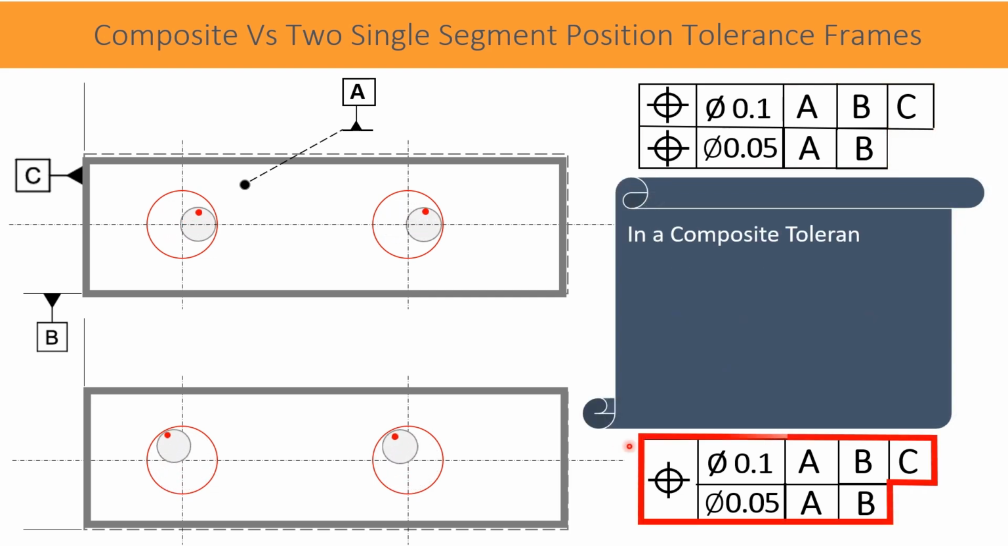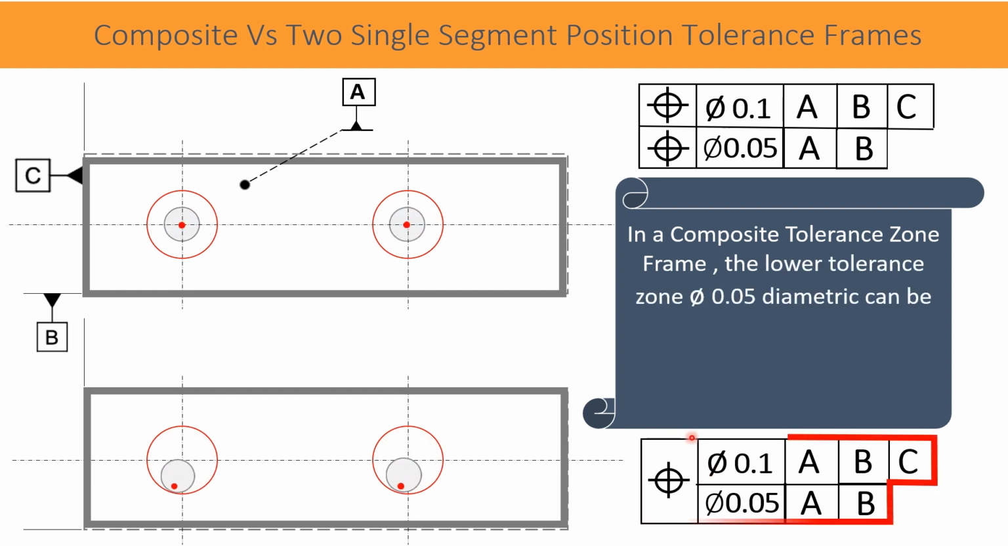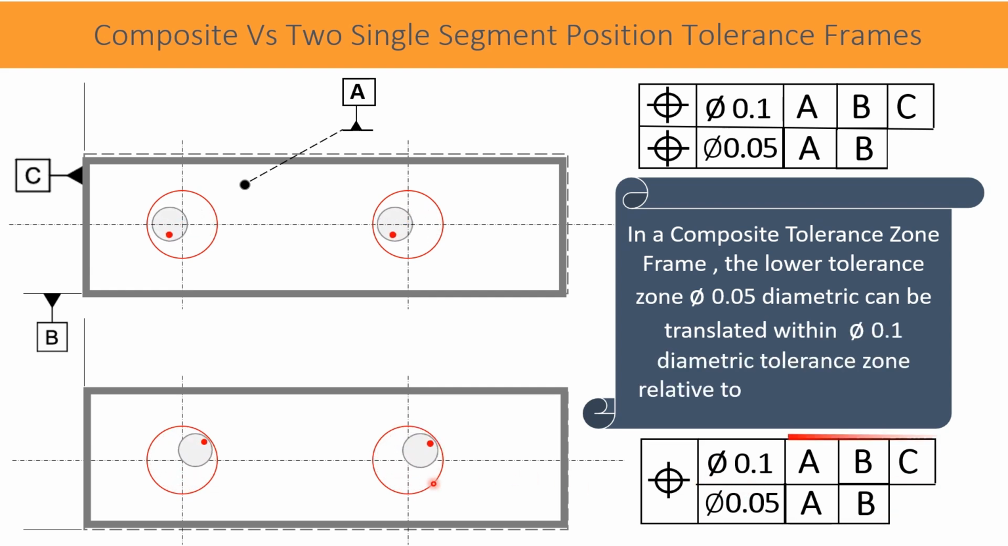From the composite positional tolerance zone frame, we can conclude that the upper segment locates the part within 0.1 relative to datums A, B and C. It means the part can be translated in the direction of x and y within a diametrical tolerance zone of 0.1. And the lower segment controls the features within 0.05, constraining orientation relative to datum A and datum B within the tolerance zone of 0.1.